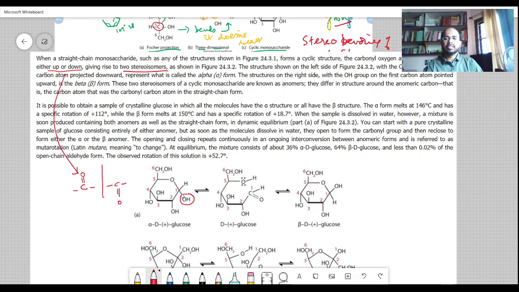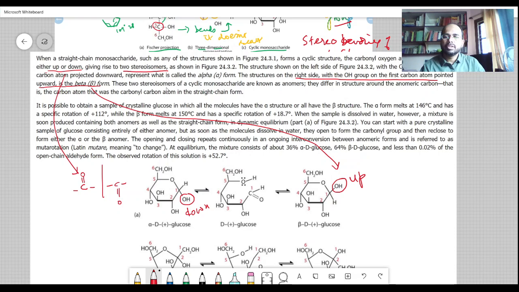The structure on the right side with the OH group on the top. With the OH group on the top, where is it? Here. So this is low or down, and this is up. Right? The structure on the right side with the OH group on the first carbon atom pointed upward is called the beta form. This one.